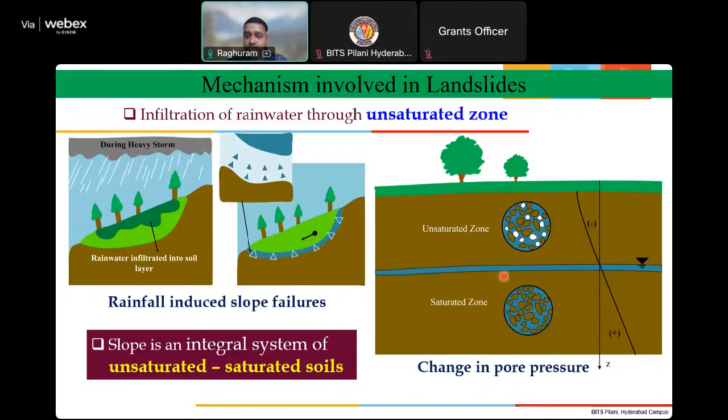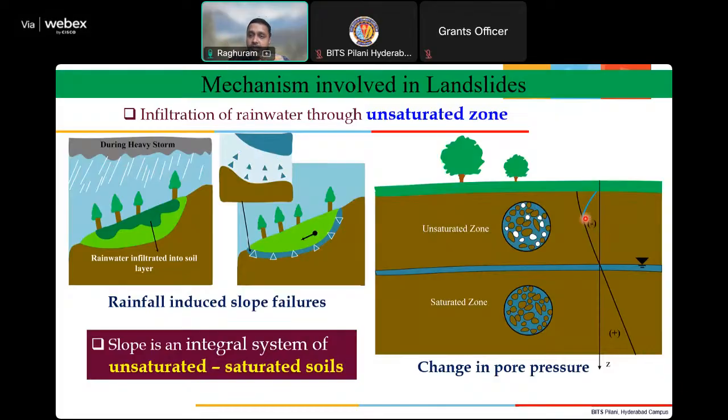We have some air voids. Below the water table, all the pores in the soil are completely filled with water. So here we experience a positive pore water pressure, where it pushes the particles away. Whereas here we can expect a negative pore water pressure, which we call suction. So during rainfall, this negative pore water pressure turns to positive.